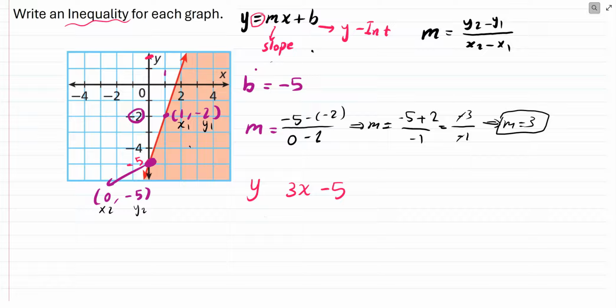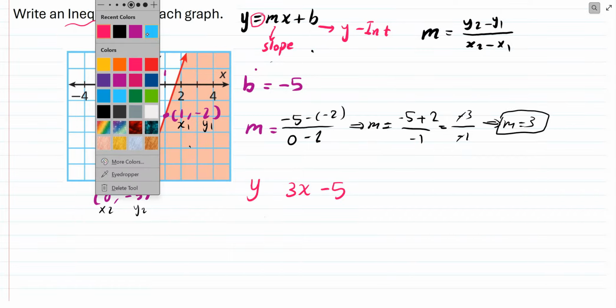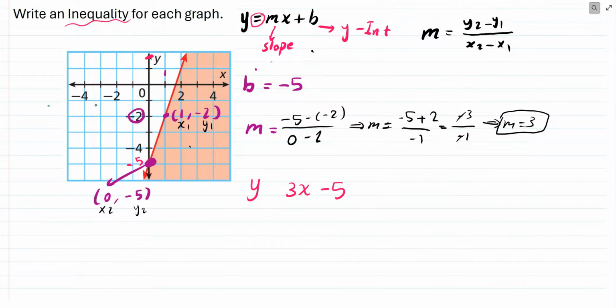Okay. The only thing left is what is the inequality sign. So if you check the line, is it a solid line or dashed line? Remember this note, when it was a solid line, we were using greater than or equal, or less than or equal. But for the dashed lines, we were using less than or greater than. So for this case, we must pick these two.